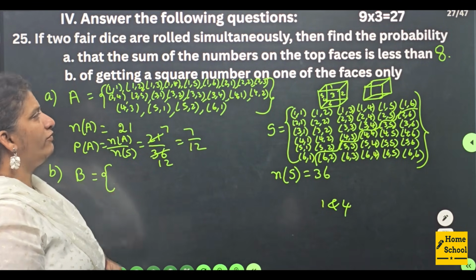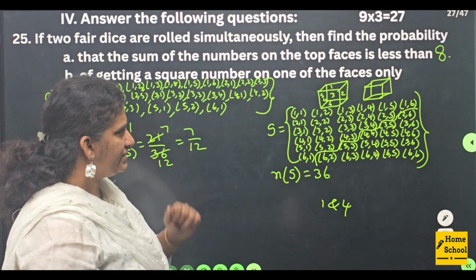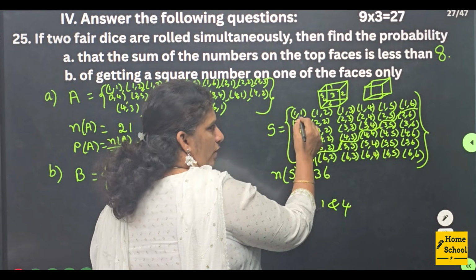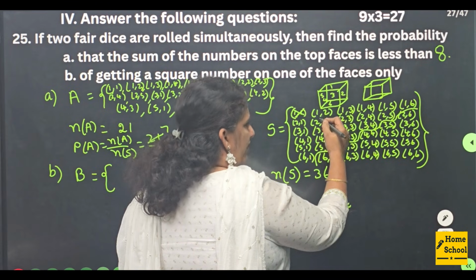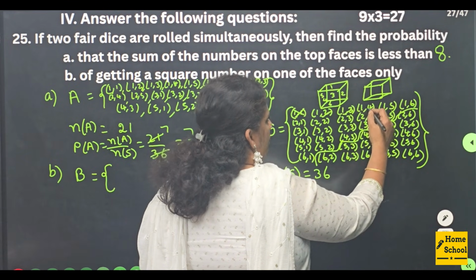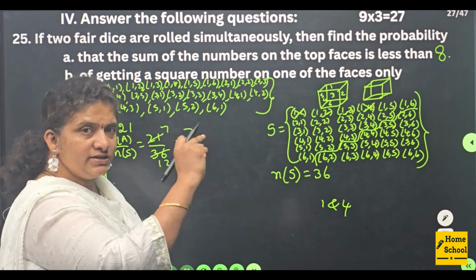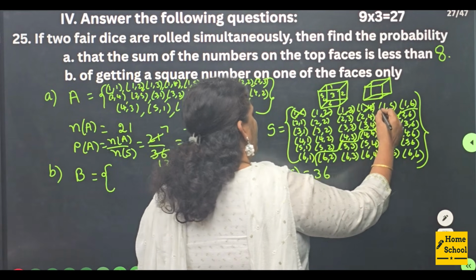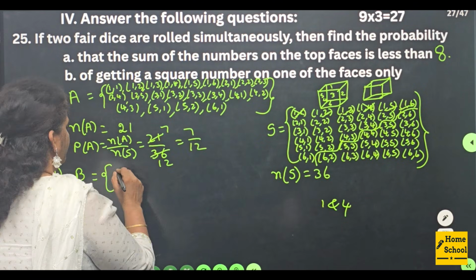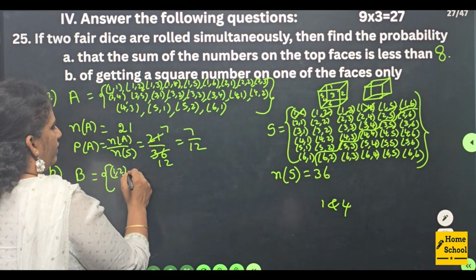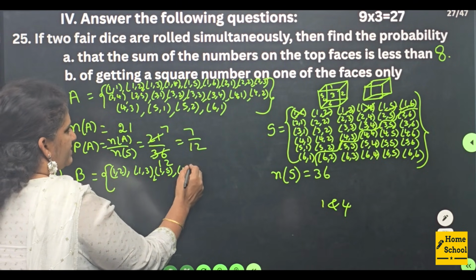Let B be the event of getting a square number on one of the faces only. What are those events? Just check it out. 1, 1, both are perfect squares, so this is not allowed. Coming to 1, 2, yes. 1, 3, yes. 1, 4, not allowed because it has perfect squares on both dice. 1, 5, 1, 6, okay. Let me write all those: 1, 2; 1, 3; 1, 5; 1, 6.